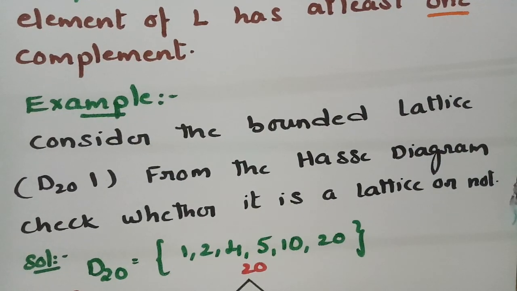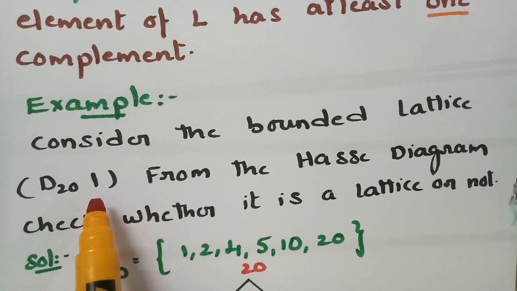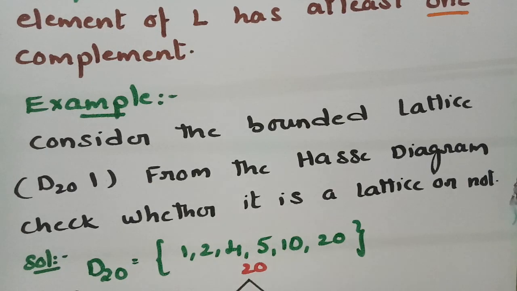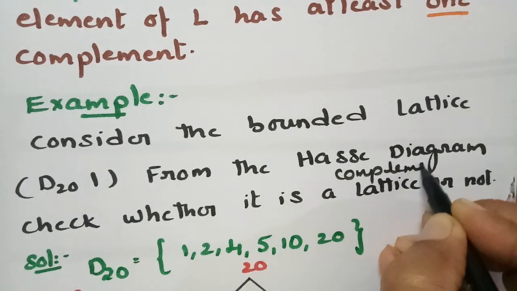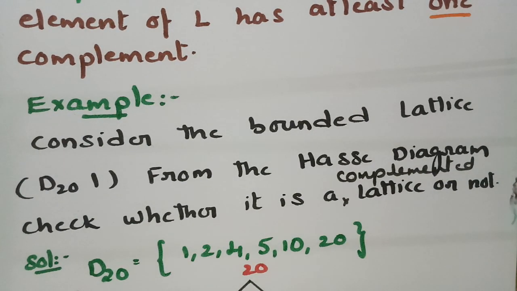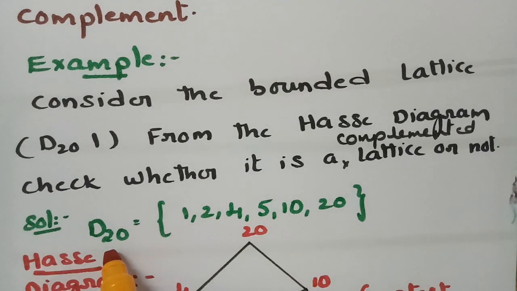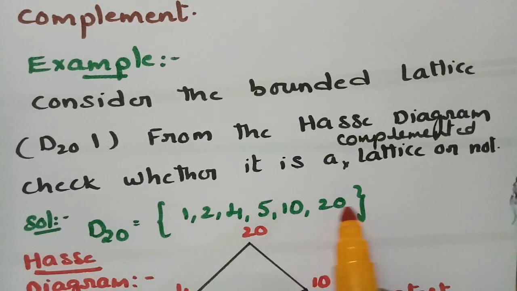So consider the bounded lattice D20, where the relation is divisibility. From the Hasse diagram, check whether it is a complemented lattice or not. So we have to check. Coming to the point here, D20 consists of all the divisors of 20. So 1 divides 20, 2 divides 20, 4, 5, 10 and 20. These are all the divisors of 20.